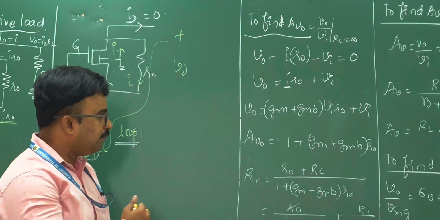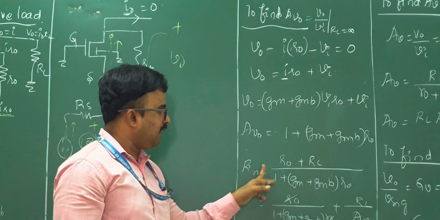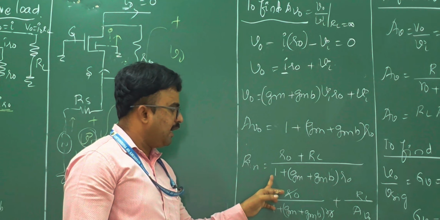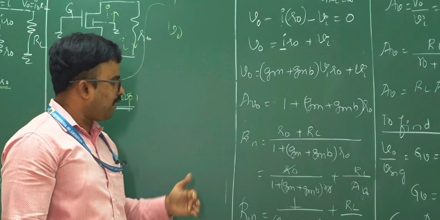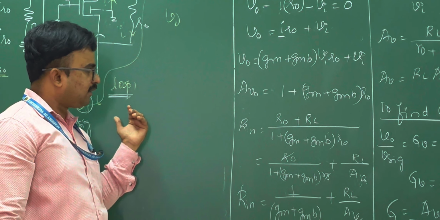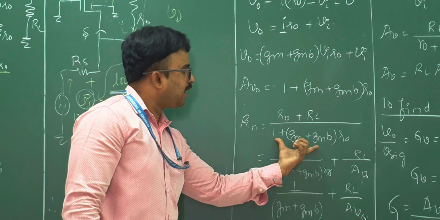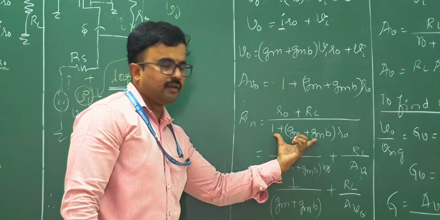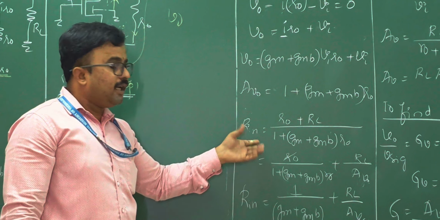Okay. Now what is the input impedance when RL is there? This is the equation. Rin is nothing but R0 plus RL divided by 1 plus (gm plus gmb) into R0. Okay, what we are trying to write is an expression which was derived in the previous session, like Rin. The denominator term is nothing but AV0, which we have just derived. We are trying to write Rin in terms of AV0.